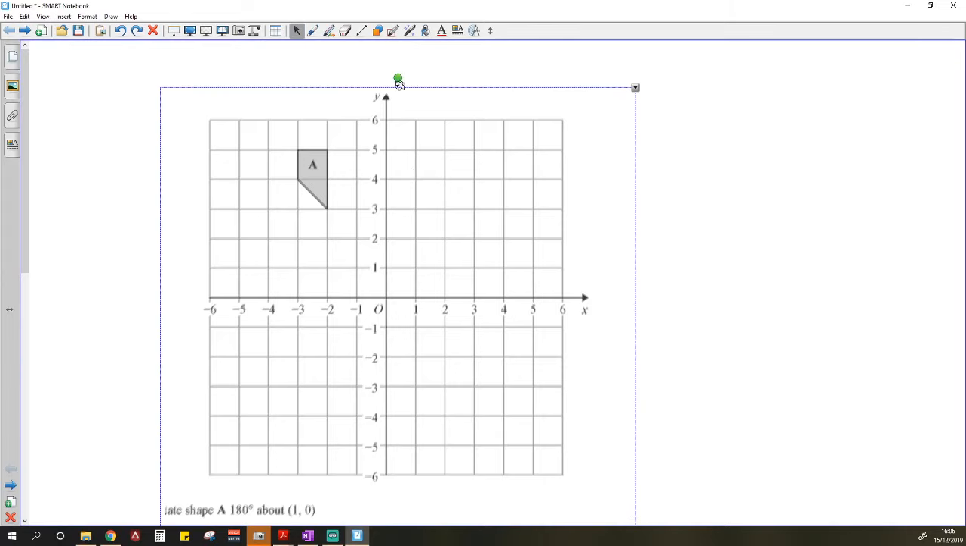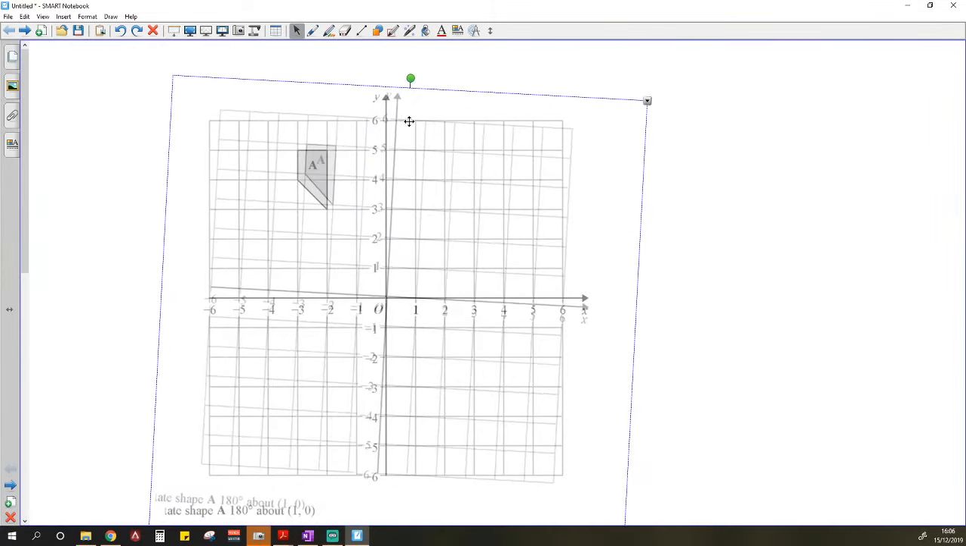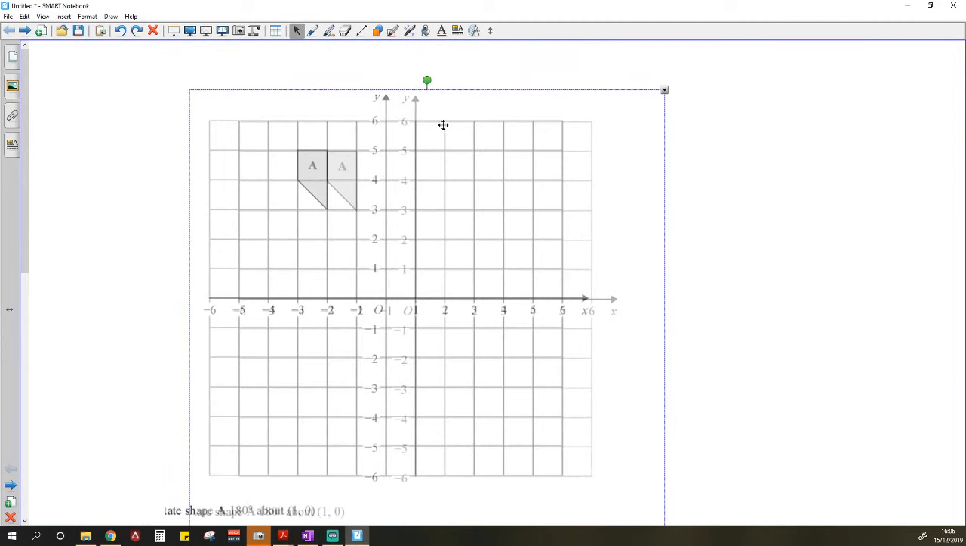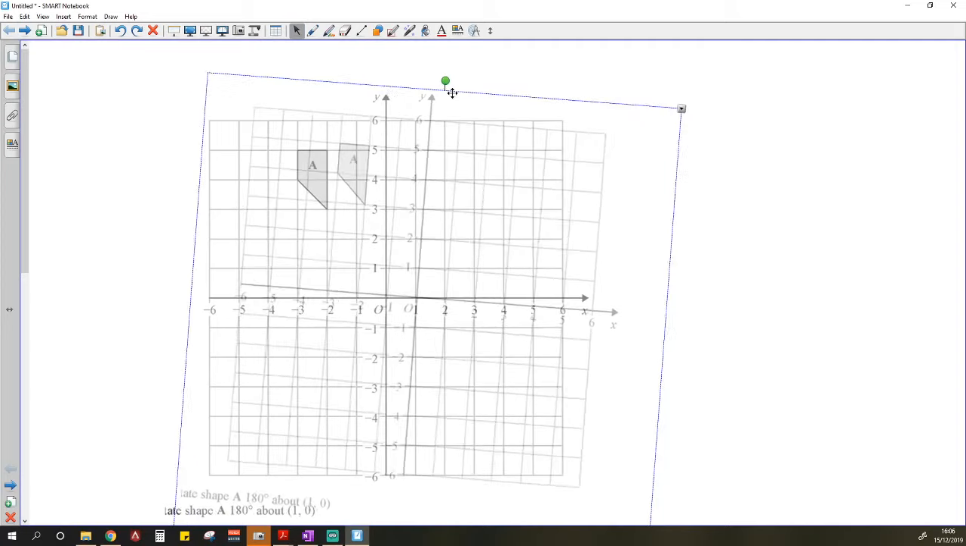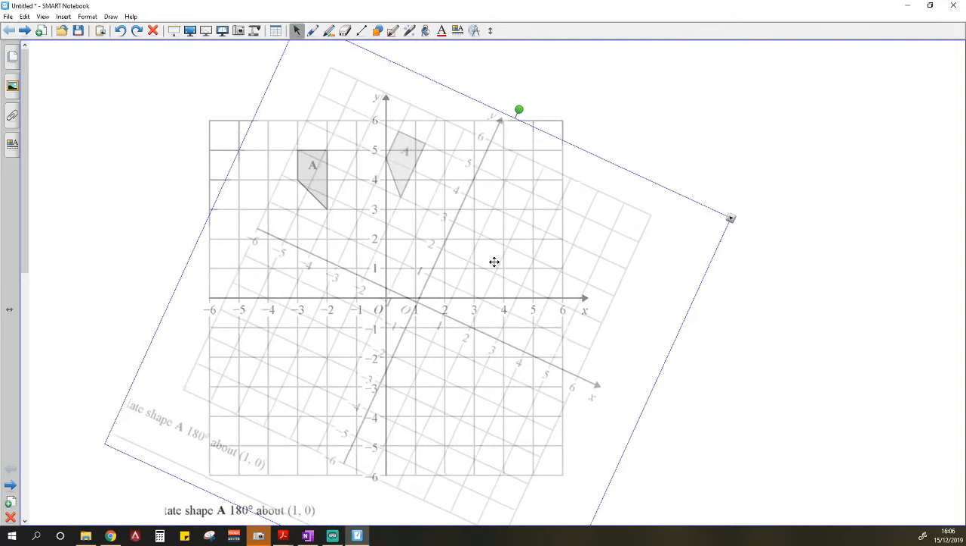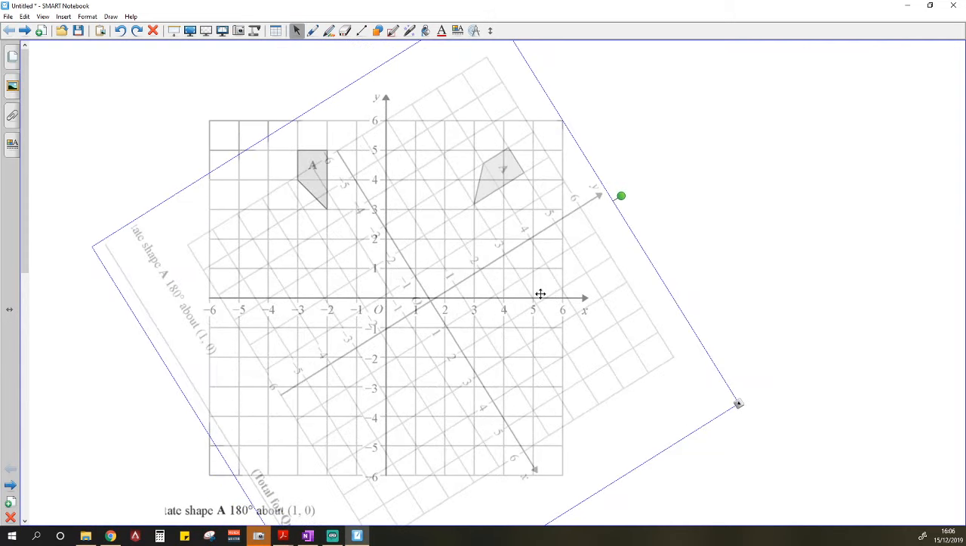Okay, now if I rotate it, now this is rotating around the origin, isn't it? But we want the center of rotation to be 10, so if I try moving it here, rotating it, make sure it stays on 10. If you've got your own tracing paper, you'll be able to do this a lot better than me. Keep that on 10.